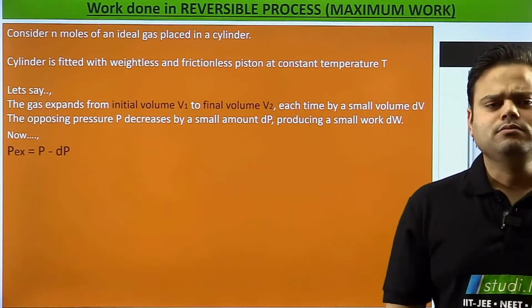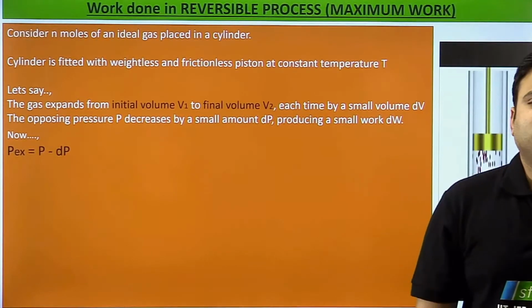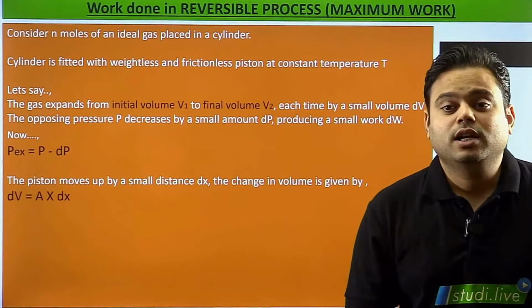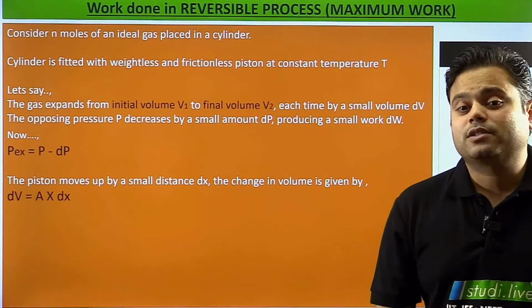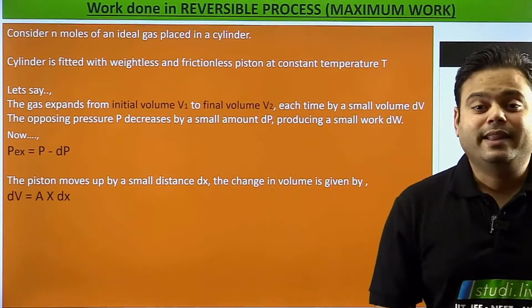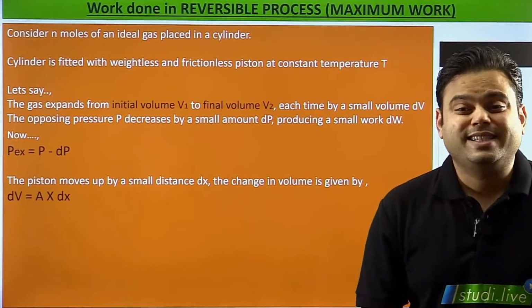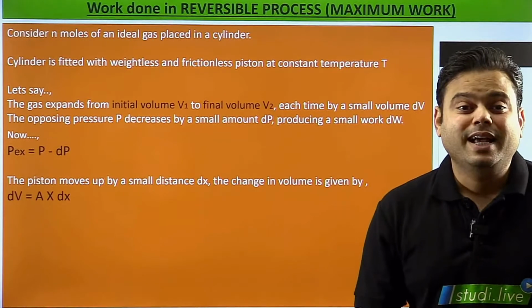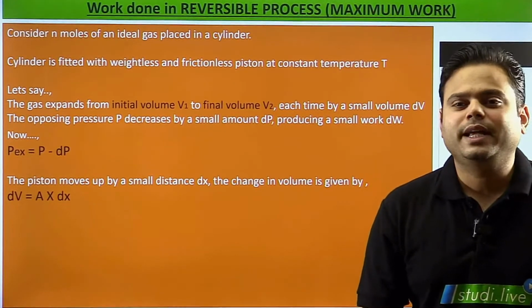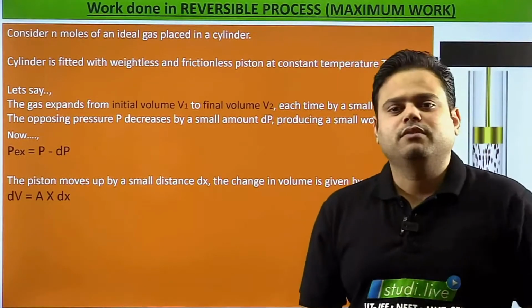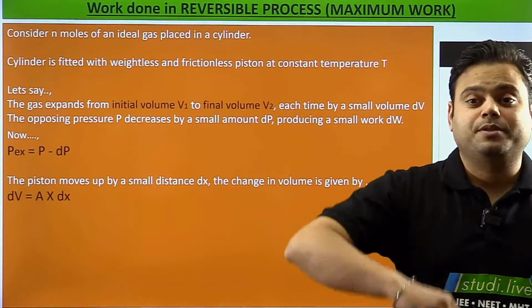Now, we all know that pressure external is P minus dP. Pressure external is P minus dP. Now the piston moves up by a small distance dx, and the change in volume is given by dV equal to A into dx, that is the area of the piston, and dx is the distance by which the piston will move up. dx क्या है? Distance by which the piston will move up. A क्या है? A है उस पिस्टन का पूरा एरिया, क्योंकि पूरे पिस्टन को मूव होना है.